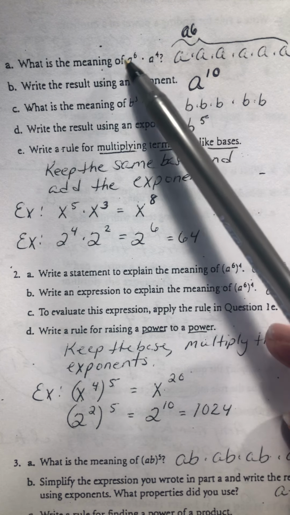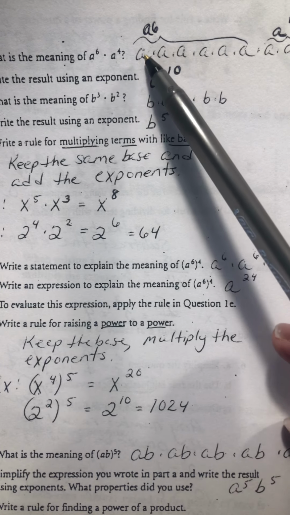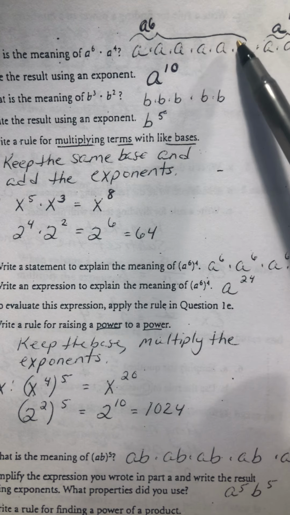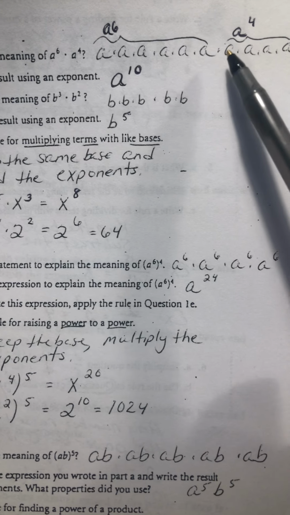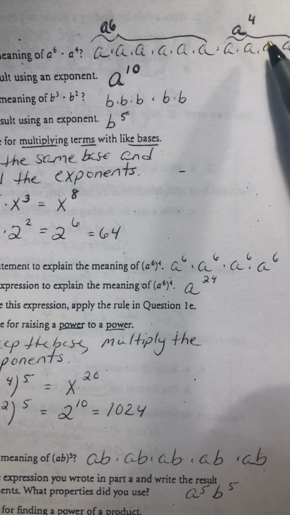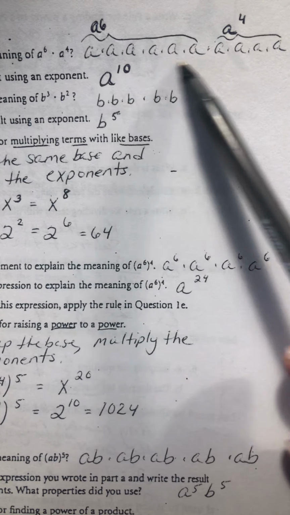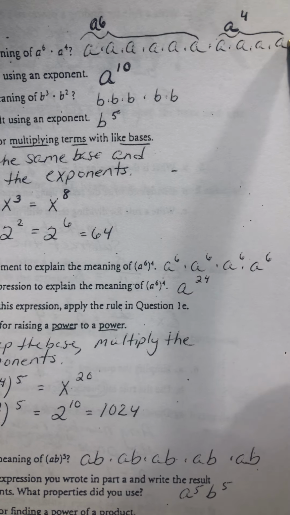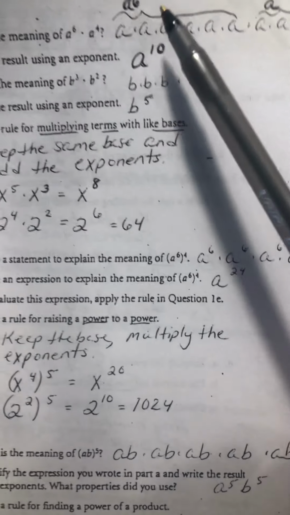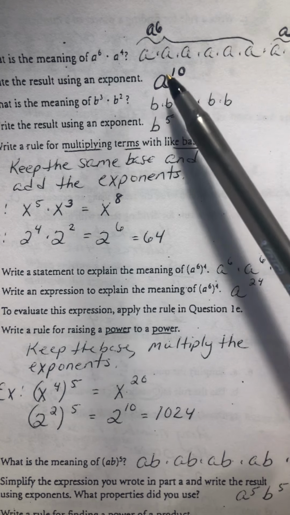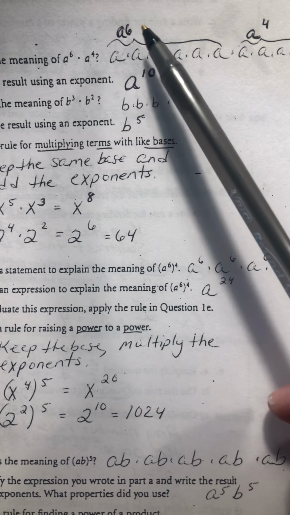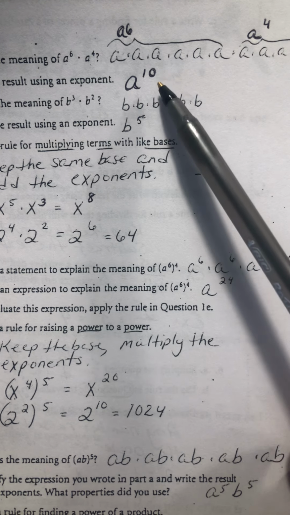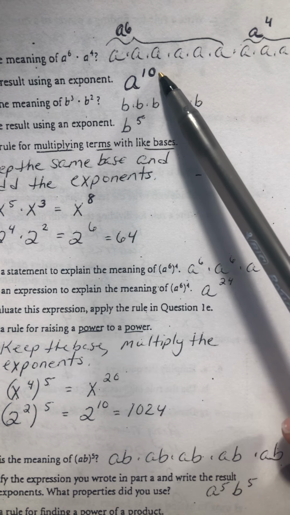And when that happens, a to the 6th power really means a times a times a times a times a times a. There's 6 of them. And a to the 4th is a times a times a times a. If we think about what happens, we have 10 of them all together. We have 10 of the a's. And so when we multiply like bases, we are going to keep the base and we are going to add the two exponents. So 6 plus 4 gives us 10.